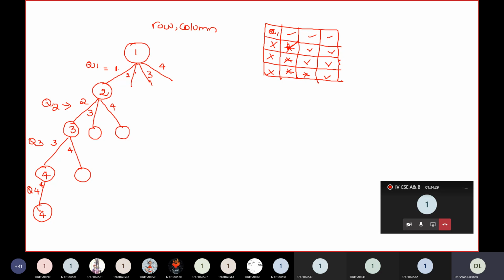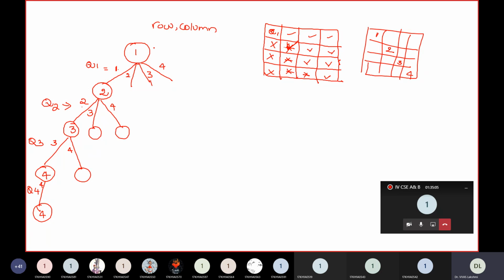So this is the state space tree. Here queen 1 is placed in the first column. Queen 1 first column, check along with the root, and queen 2 is placed in the second column, queen 3 is placed in the third column, and queen 4 is placed in the fourth column. So here no column attack and no row attack is there.